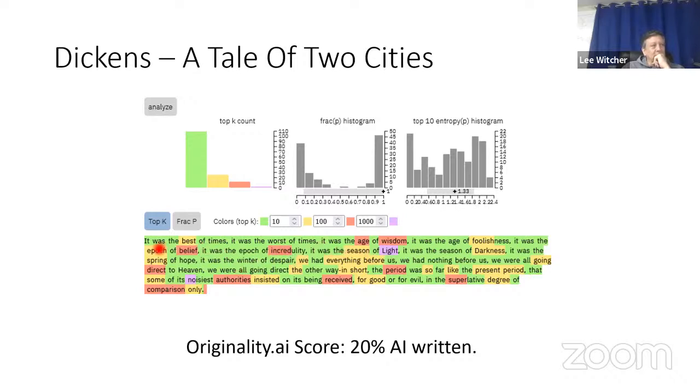When you look here, it was the best of times, it was the worst of times. That sentence is very common, so it's very, very green. It's a very predictable sentence because it's very common in our language and a lot of our writing. So does that mean that if it gets quoted a lot, it gets predicted more? Yes, exactly. We'll see a little bit more of that.